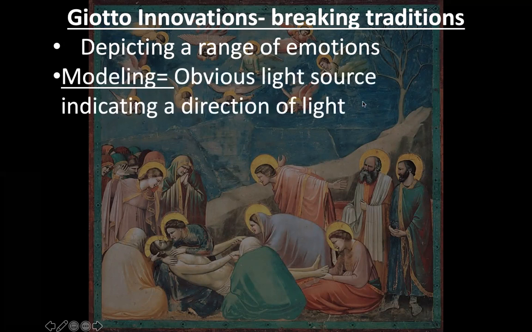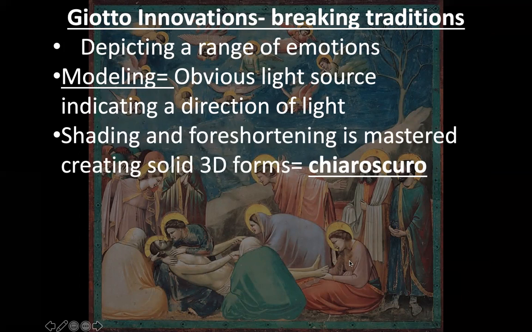All right, we're gonna talk about some of these terms, but let's write them. So modeling is having an obvious light source indicating a direction of light. It's what we would refer to as shading. Art historians call this modeling. And you can see he's still outlining, using contour lines, but we're seeing shading, which we're gonna call modeling. The shading and foreshortening is mastered, creating solid 3D forms, which is a form of chiaroscuro, an Italian term which means using modeling and shading, creating these 3D volumes of mass.